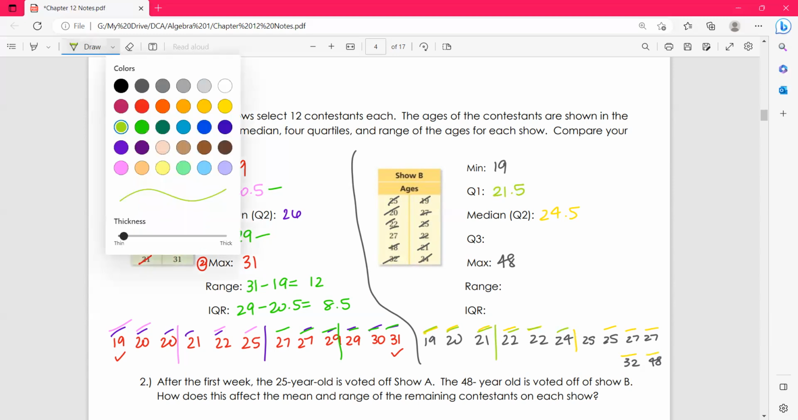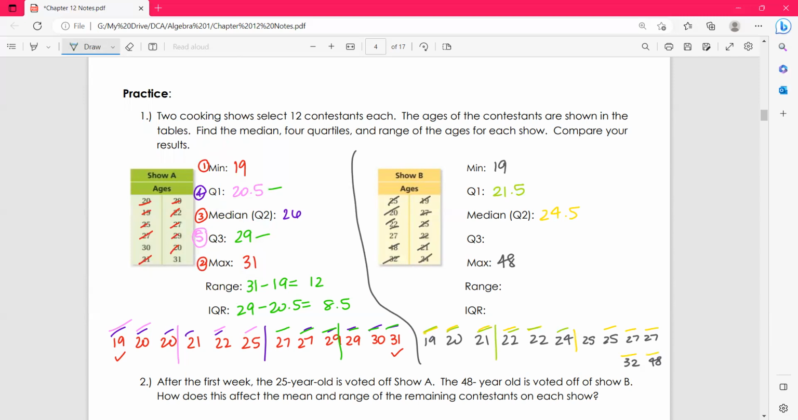Then we'll find Q3, 25, here's our median, right? So we need the upper half of the data. 25, 48, 25, 32, 27, 27, right in the middle. Q3 is 27. Lower half, remember, and then the upper half. The range is the max minus the min. IQR is Q3 minus Q1.